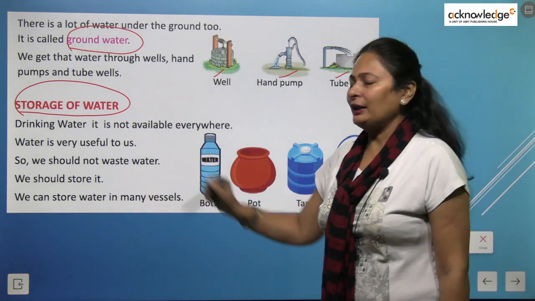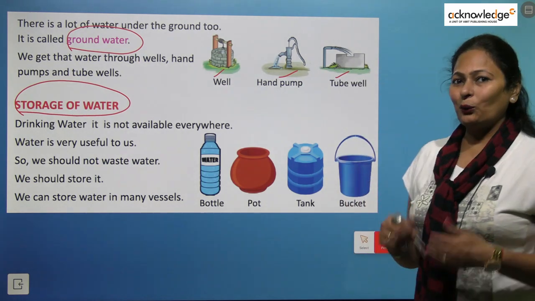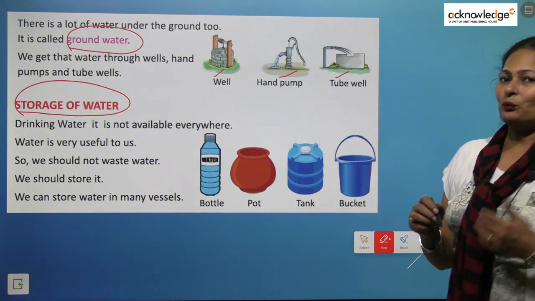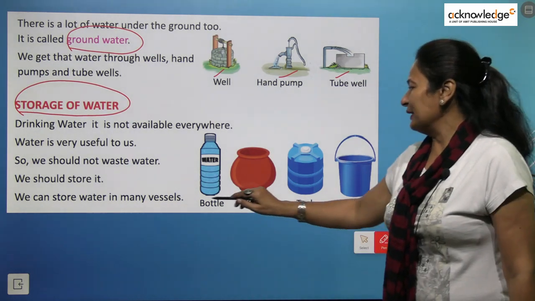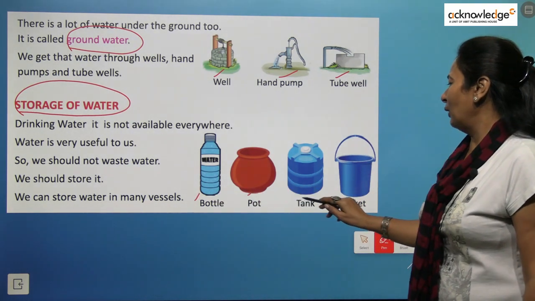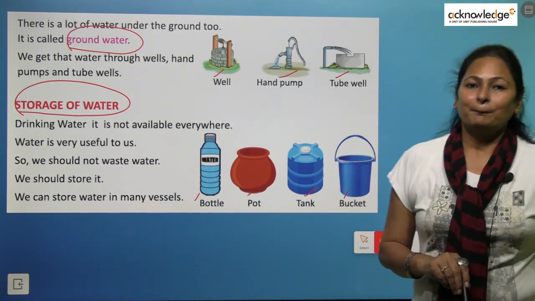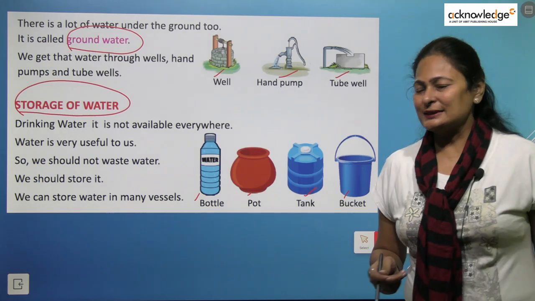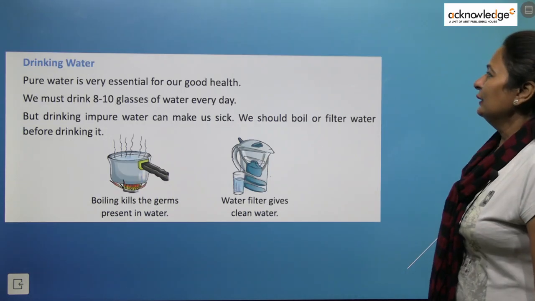Water is very useful for us. So don't waste it, rather store it. We can store water in different vessels like bottles, pots, tanks and buckets. It takes the shape of the vessel, as I told you, right?